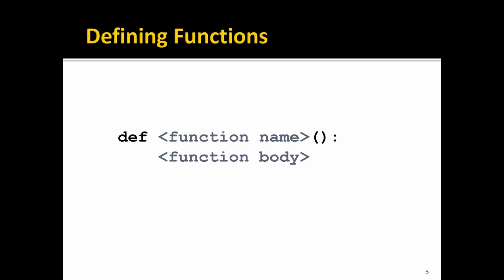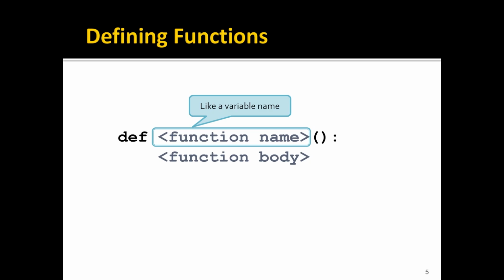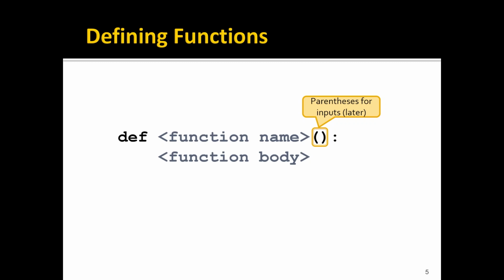In Python, defining a function means basically writing a small program and giving it a name. The syntax for defining a function looks as follows. We start with the keyword def, so letters D-E-F, which is short for define, and then we specify some function name. This is just like a variable name, and the same rules apply here as well. Following the function name is a pair of parentheses, or round brackets. These are required to be there, but for now we'll just leave them empty. These are a placeholder for including inputs to our functions, which we'll discuss shortly.